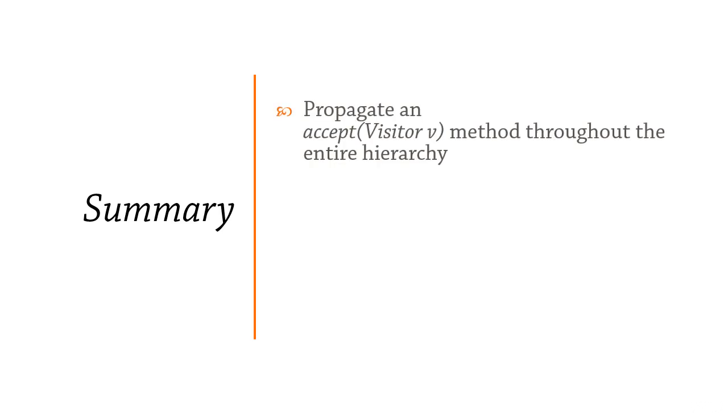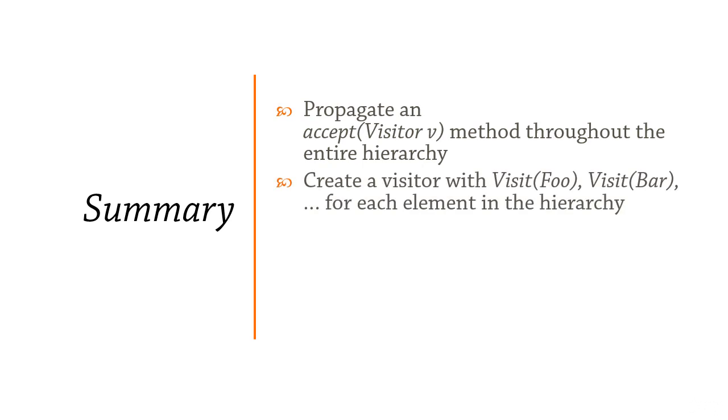All right, so let's try to summarize what we've learned about the visitor design pattern. So the idea is very simple. You propagate a method like accept, for example, throughout the entire inheritance hierarchy, and then you make a visitor with a visit foo, visit bar, and so on for each element in the hierarchy. So a visitor would have a visit overload for every single type that you have in a particular hierarchy, and then each of the accept methods, and you can call it something else, simply calls visitor.visit, passing itself as the argument. And this is precisely how you achieve double dispatch.